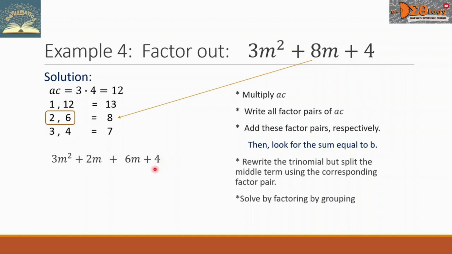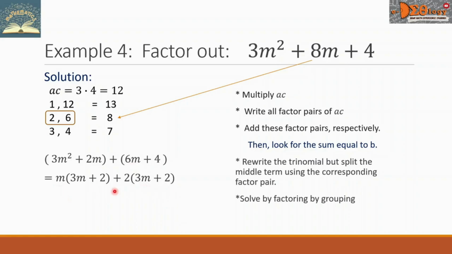Then we will solve this by factoring by grouping. We group the first two terms and the last two terms as one. Then we find the common factor for each group. So in the first group, the common factor is m. So we have m times 3m plus 2. In the second group, the common factor is 2. So this is 2 times 3m plus 2.